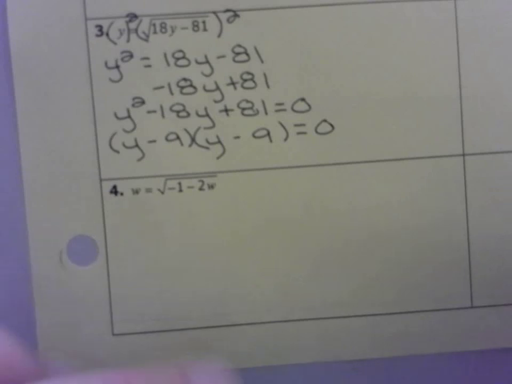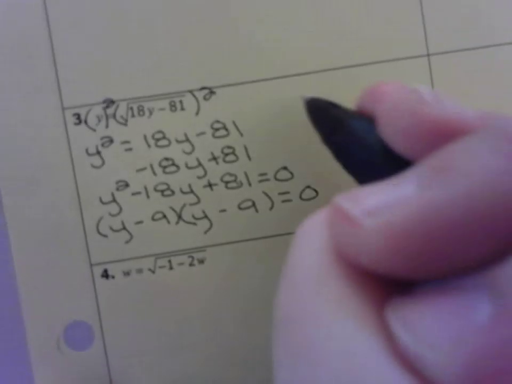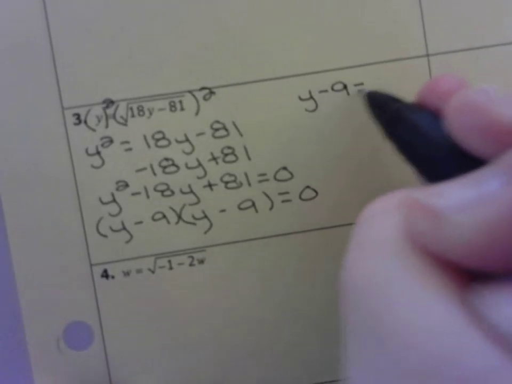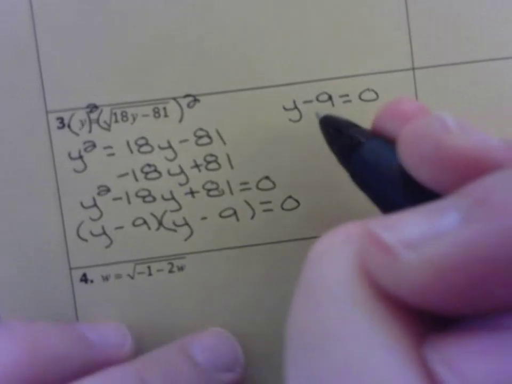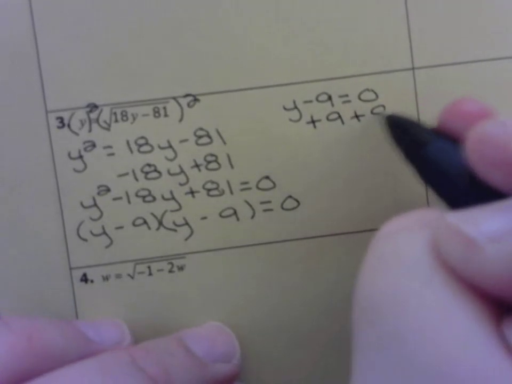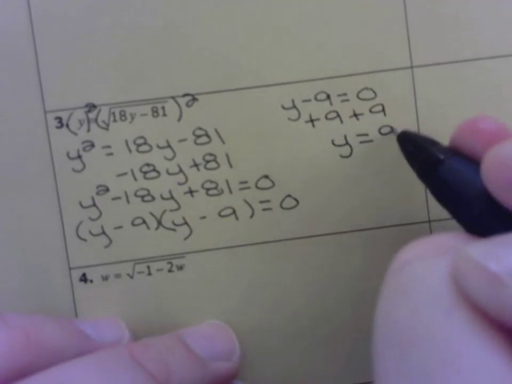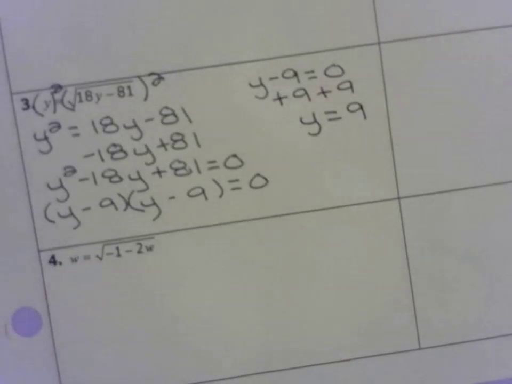So now I look at this and I want to solve this. So I take y minus 9 and I set it equal to 0. They're both the same, so you only have to take one of them. So I add 9, so y is 9. This is kind of a special example where I end up with one answer. Usually you'll get 2 for quadratics, sometimes you get 1 like this. So I end up with y equals 9.